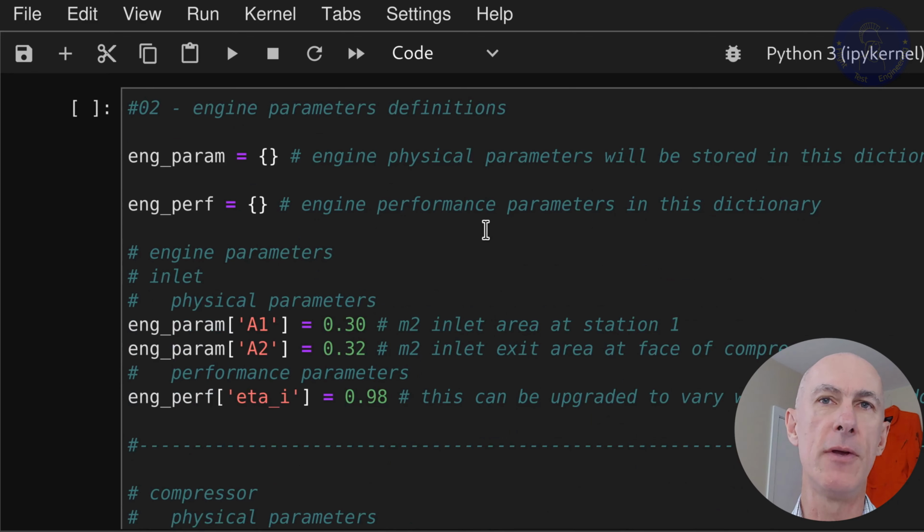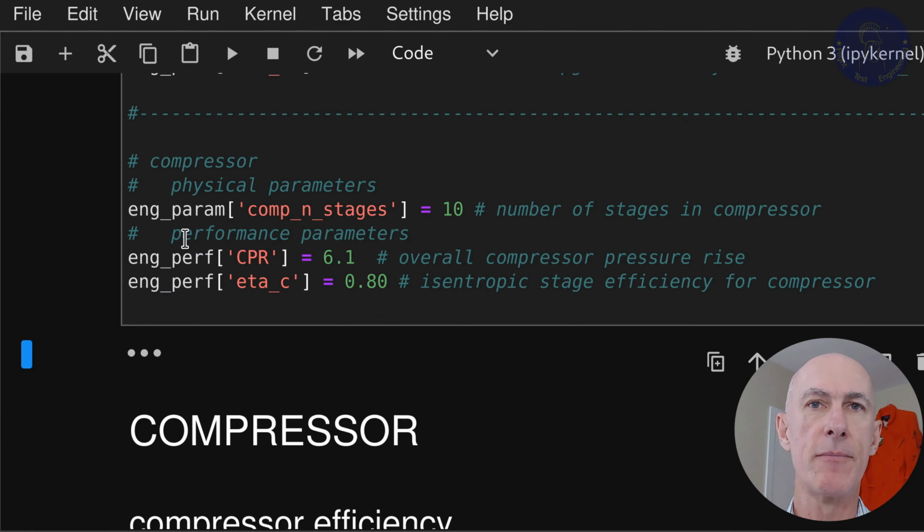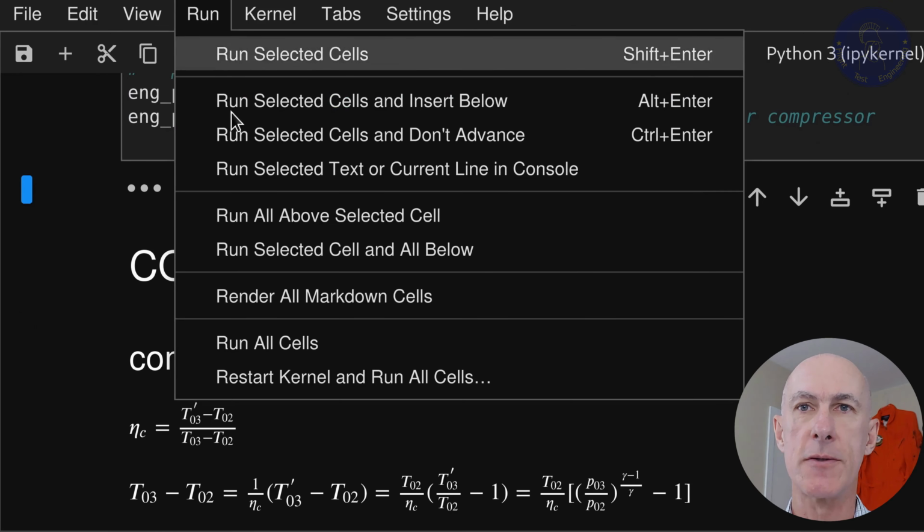First, let's define the engine parameters that we're missing for the compressor. The first thing we're going to do is add to our engine parameters the number of compressor stages that we're going to have. In this case, let's define it as 10. That will give us a pretty low temperature rise per stage, and it is also the number of stages that we have on the Orenda. Next up, we have the compressor pressure ratio. We're going to define it as 6.1. Again, this is what we have on the Orenda. And eta C is the isentropic stage efficiency for the compressor. We're going to define it as a low number here, 0.8, because again, this is an old compressor, and that's pretty much what was typical in that era. So let's run the cells up to here to load our compressor. We can do run cells above selected cell.